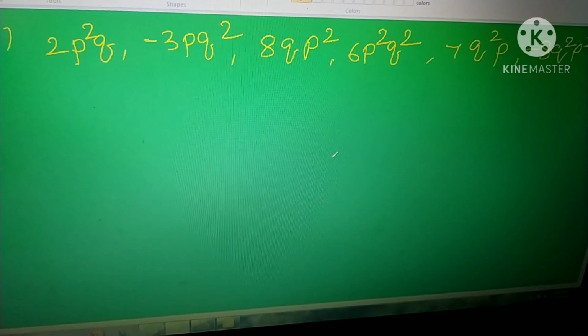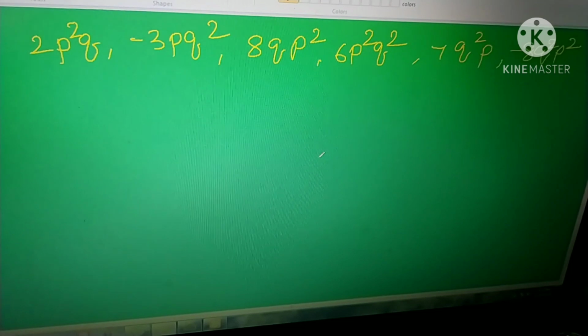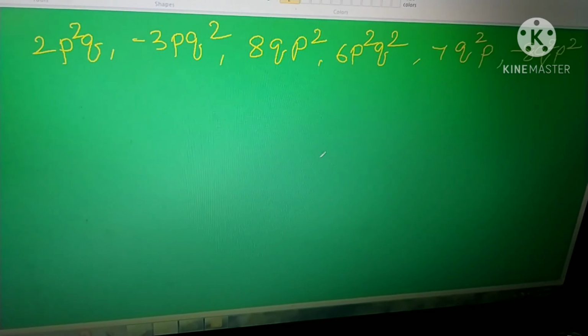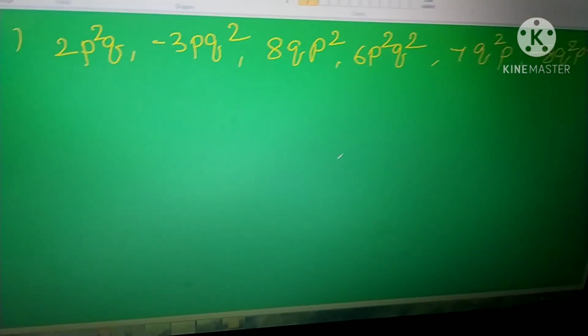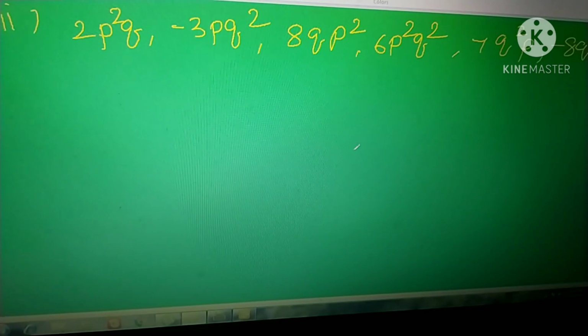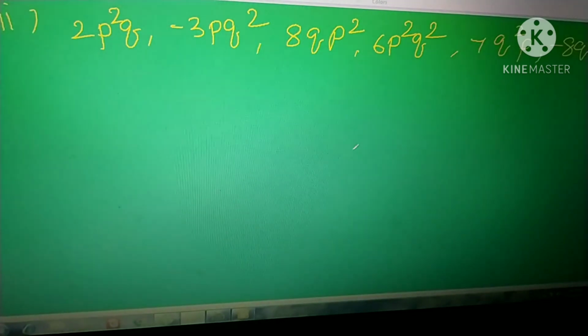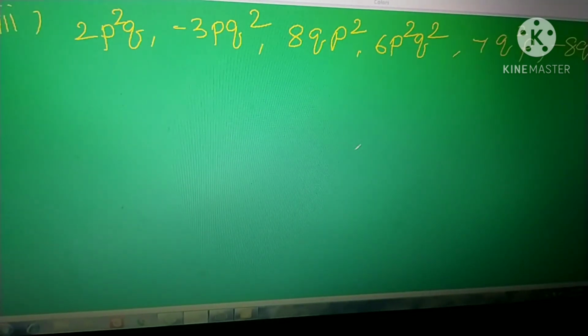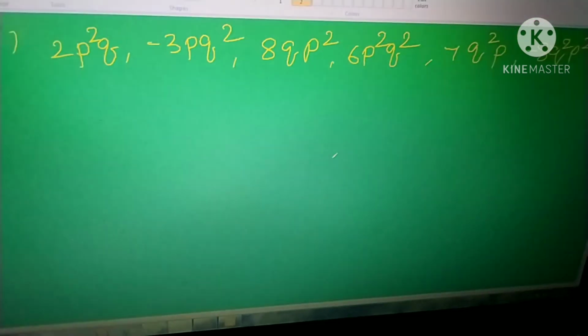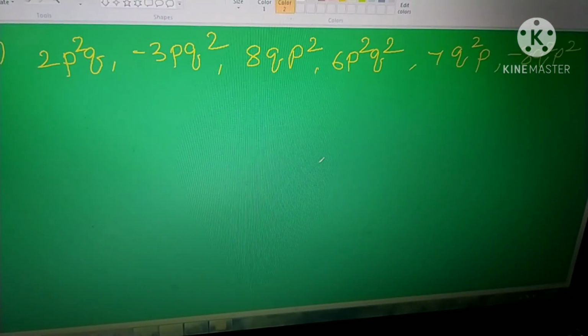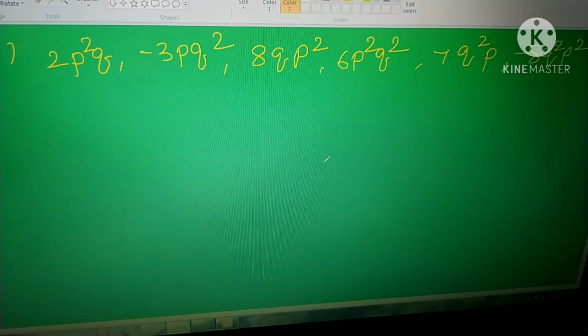Okay. Observe this next problem here. Here they have given 2p square q, minus 3p q square, 8q p square, 6p square q square, 7q square p, and the last one is minus 8q square p square. Okay, so this is your problem here. So now we have to write like terms. Okay, so we have to find out all the like terms here.